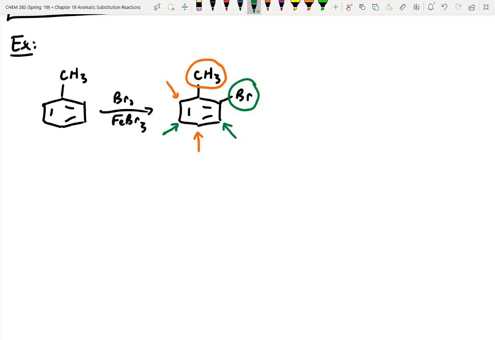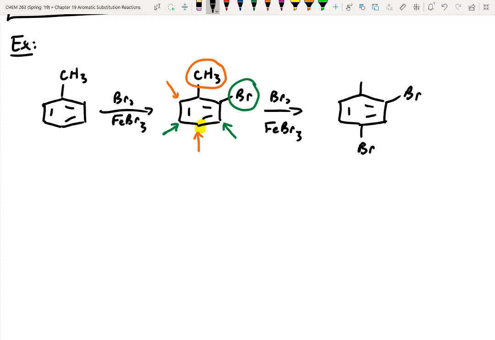In this case, do we get any statistical benefit for hitting that ortho position? No. So in this one, there's no statistical benefit for the ortho position. So really, this position down here will be favored. So we can go ahead and predict that our final product for this reaction, if we were to do this reaction twice, would look something like this. Does that make more sense? Yeah. That's a good question. So it kind of ties in a lot of those tie-breaking rules that we've been looking at.